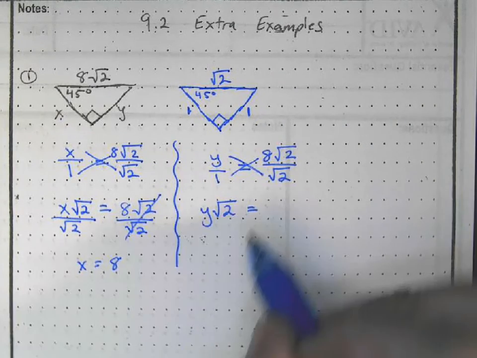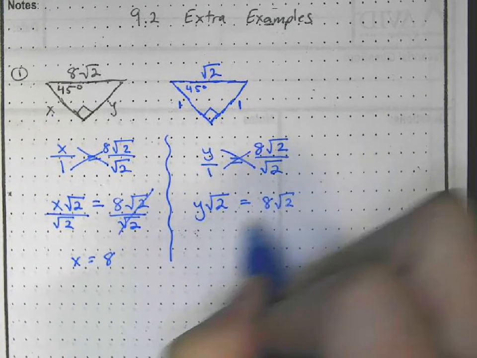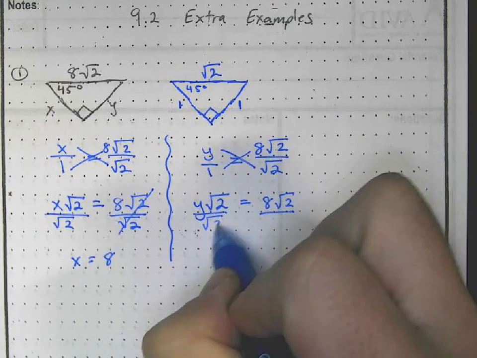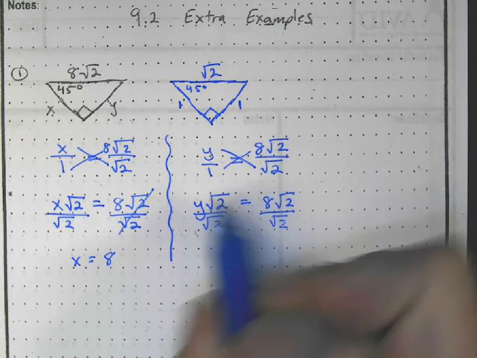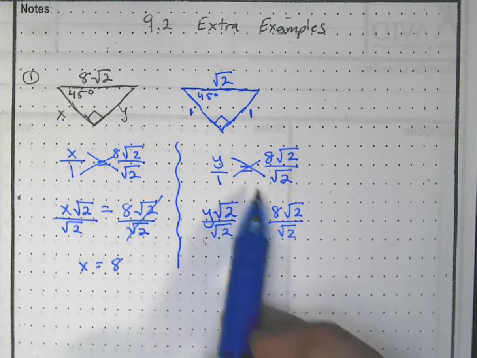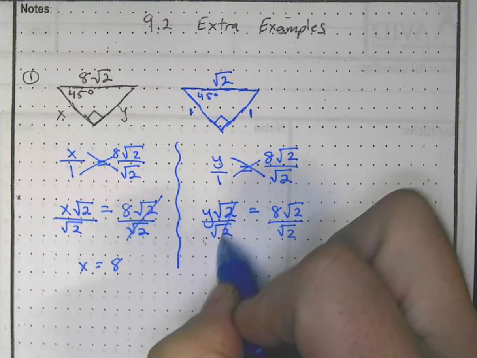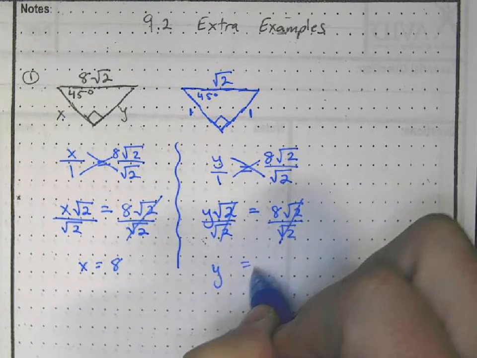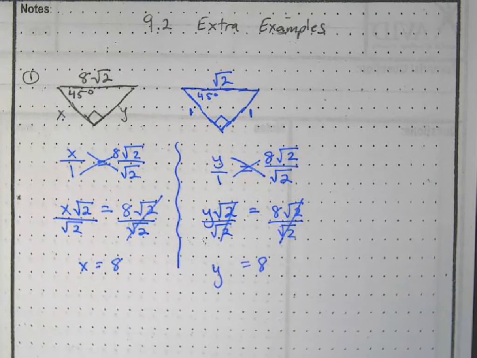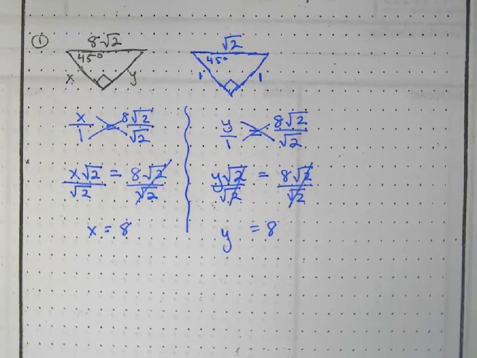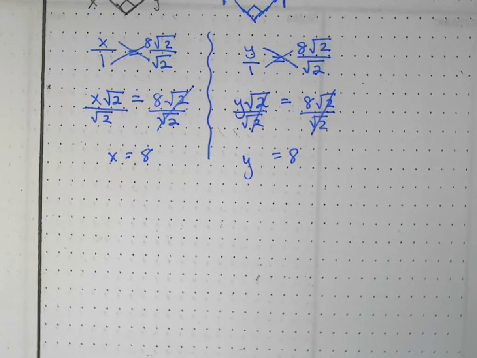1 times 8 root 2 is 8 root 2. Divide both sides by root 2. We are undoing the multiplication. We just cross multiplied, so this is multiplication. We get rid of multiplication with division. Those cancel, and we get y equals 8. That's how we can solve using our proportions and our similar triangles.